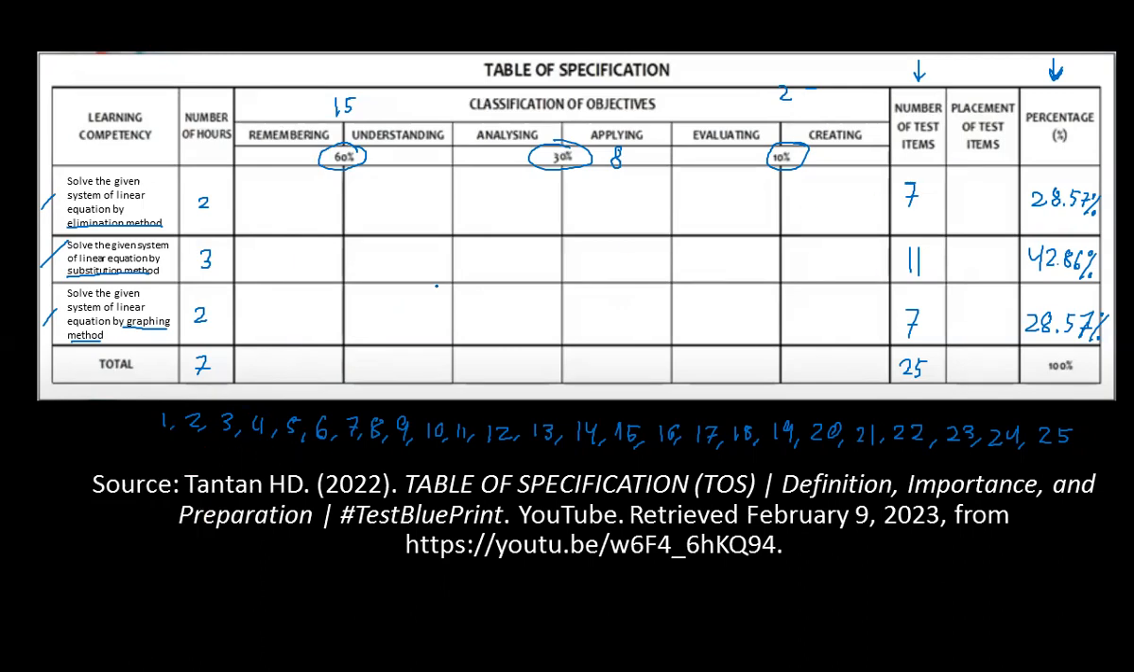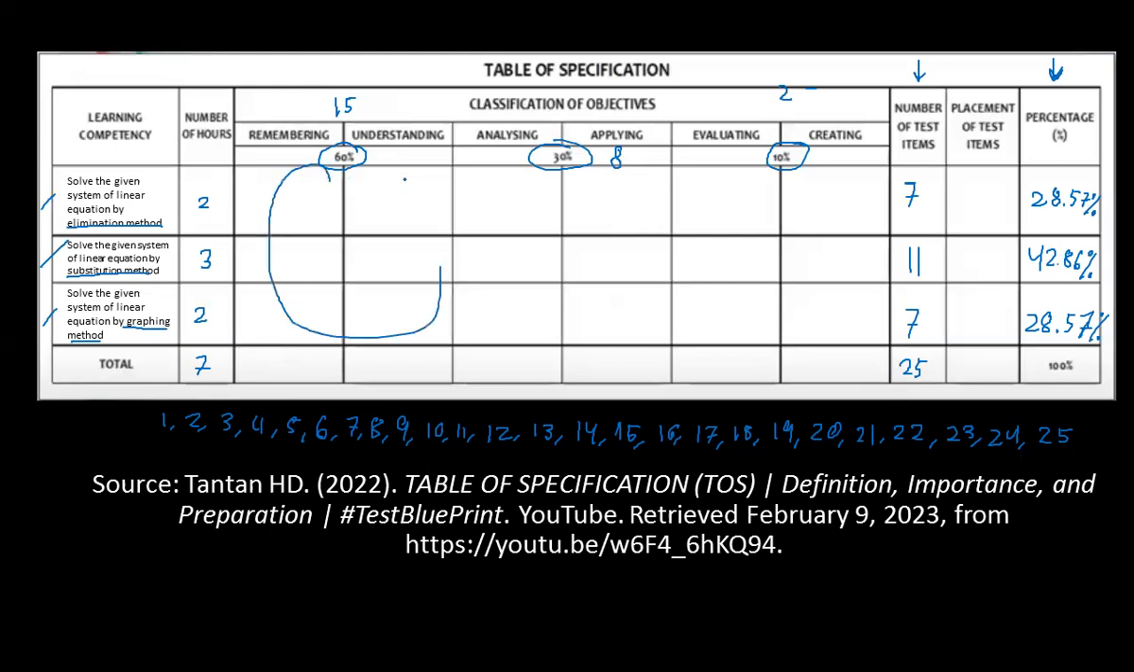Okay? So paano kaya yun? Okay, how would you do that? How would you put label lang? So, you need two bases. Una is yung number of test items kada learning competency. Then tapos yung number of items kada percentage. So, di ba 15, 60%, 8, 30%, 2 at 10%. So, ibig sabihin nun is that dito kapag remembering understanding, di ba 60% siya.